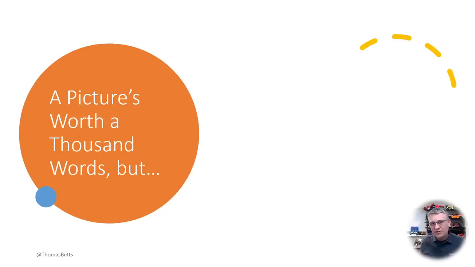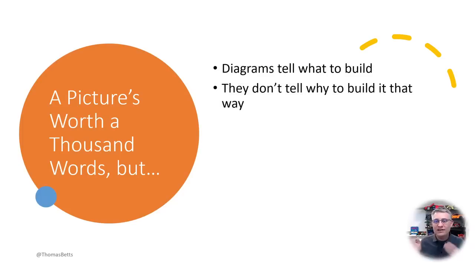But even the best diagrams have some limitations, because a diagram is just a model, and as someone once said, all models are wrong, but some are useful. Now, diagrams are often useful because they show what to build. What they don't show is why it should be built that way. We went through the decision-making process. We evaluated multiple options. We looked at the trade-offs. We chose one. That diagram only captures the winner.